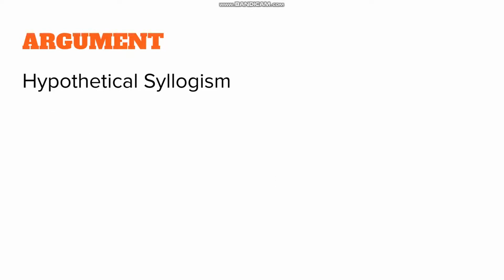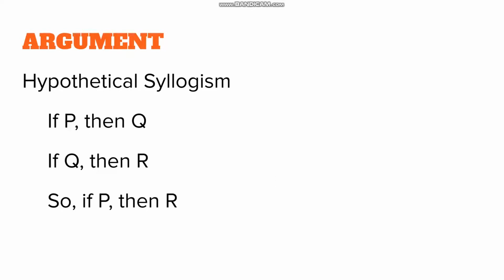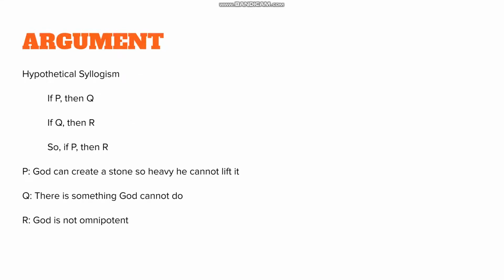So hypothetical syllogism has the following form. Premise 1, if P then Q. Premise 2, if Q then R. Conclusion, if P then R. And as always, we will give an example of this kind of inference pattern. Here's an example of an argument that fits this pattern that you may be familiar with if you've taken a class in philosophy of religion.